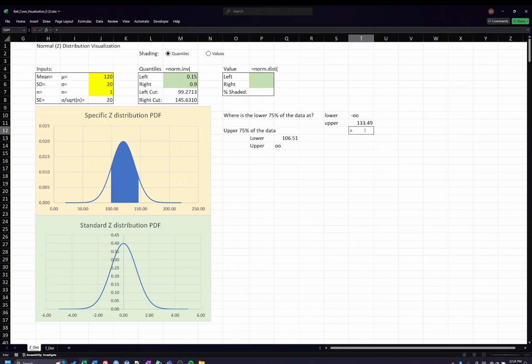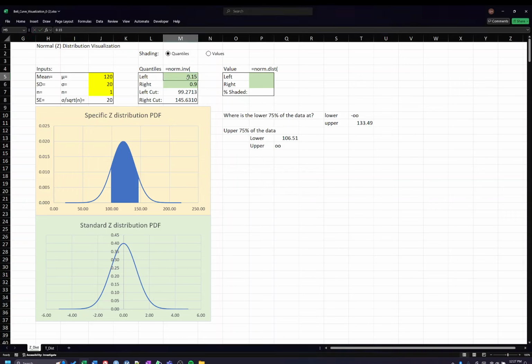So if we type equals norm dot inverse and open a parenthesis, it's going to ask us for some information. It's asking us first for the probability. The probability that we're interested in for the lower 75% is going to be the 75% mark, 0.75. Now we have to remember that norm.inverse always gives us the area from a critical point and to the left. So let me show you this.